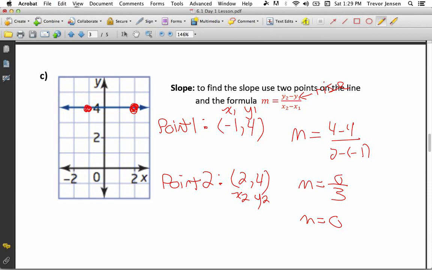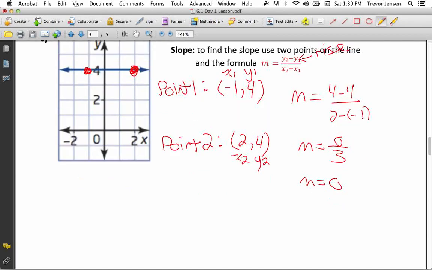Okay? It has no rise. Therefore, your rise is always going to be equal to 0. Okay? So if the slope of a line is rise over run, you're always going to be doing 0 divided by something. 0 divided by anything is 0. Therefore, your slope is always going to be 0 for a horizontal line.